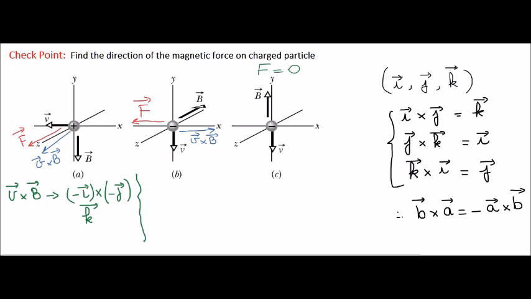Second situation, V cross B. So V is in the minus J direction, and B is in the minus K direction. J cross K, that's I, but I have a negative charge, so the direction of the force is minus I. Okay, so that's another way to get the direction of the force.